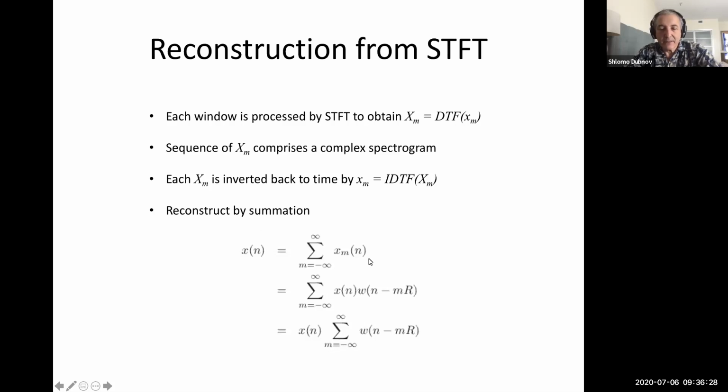So just reminding ourselves what XM is: XM is the original signal multiplied by the window. Since we're summing over all possible shifts, where M is the index of the shift, and not over N, we can, it's just a mathematical proof, move the Xn out of the sum, and we get the sum of the windows. So here it's evident that in order to reconstruct Xn, this has to be 1.